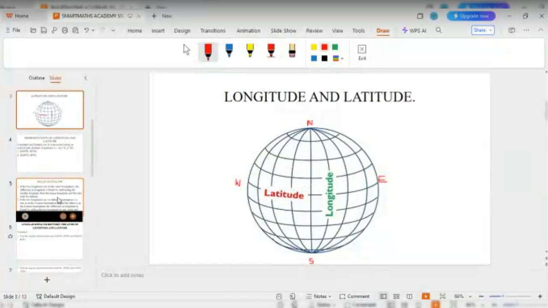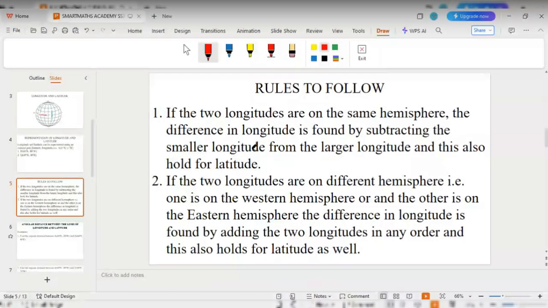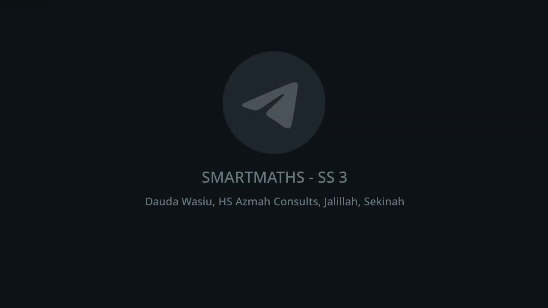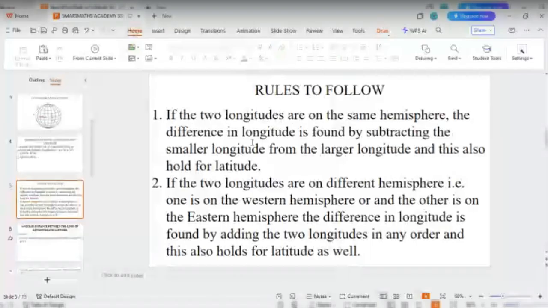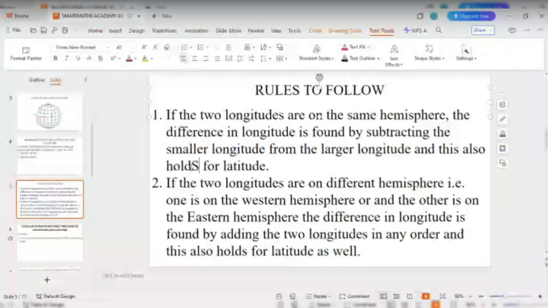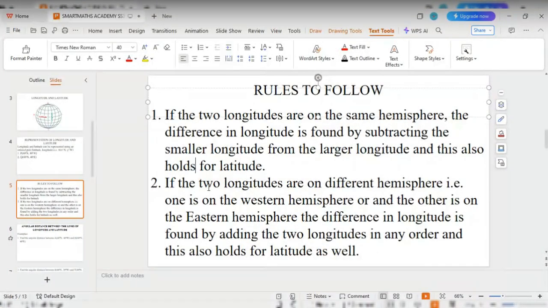So let me go back to the rule. The rule says if the two longitudes are on the same hemisphere, the difference in longitude, that is the angular difference or angular distance, is found by subtracting the smaller longitude from the larger longitude. And this also holds for latitude. If you have two latitudes that fall on the same side, to get the angular difference we subtract the smaller latitude from the bigger latitude. So that is rule number one.